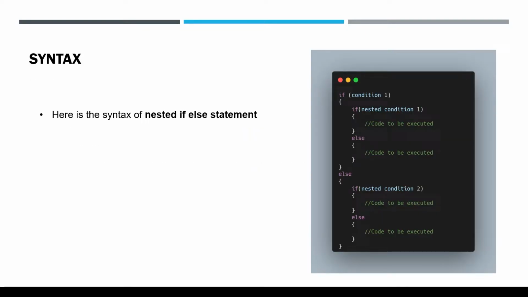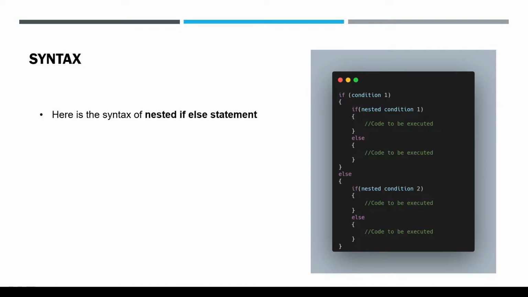So let's take a look at the syntax of the nested if statement. If the initial condition, that is condition 1, is true, then we again use an if else statement to check for another condition. And if that condition in the nested if statement is true, then the code associated with that nested if statement will be executed. Otherwise, the code in the else block will be executed. Similarly, if the initial condition is false, then again we use an if else statement with another condition, and if that condition is true, then the nested if block will be executed. Otherwise, the code in the else block will be executed.